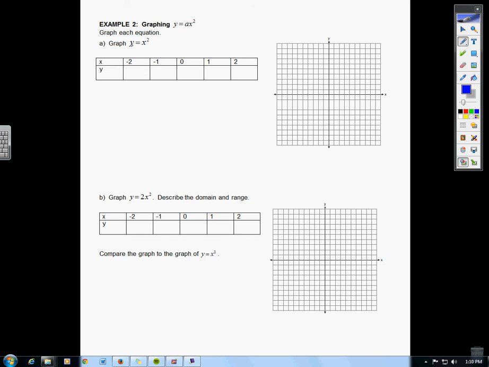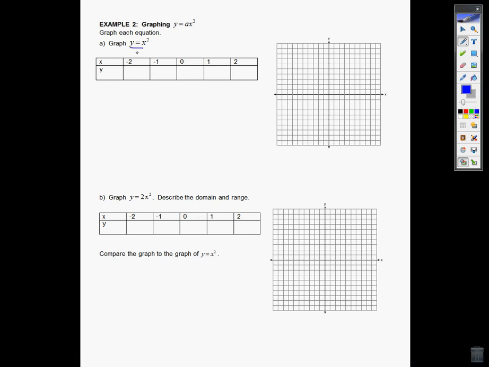So this is a really simple equation, y equals x squared. It really doesn't get much simpler than that, and this is actually called the parent function of the quadratics, because it's kind of like the starting point, and then we can shift and move and change things from there. So let's plug in some values and see what we get. (-2) squared gets me 4, because it's -2 times -2.